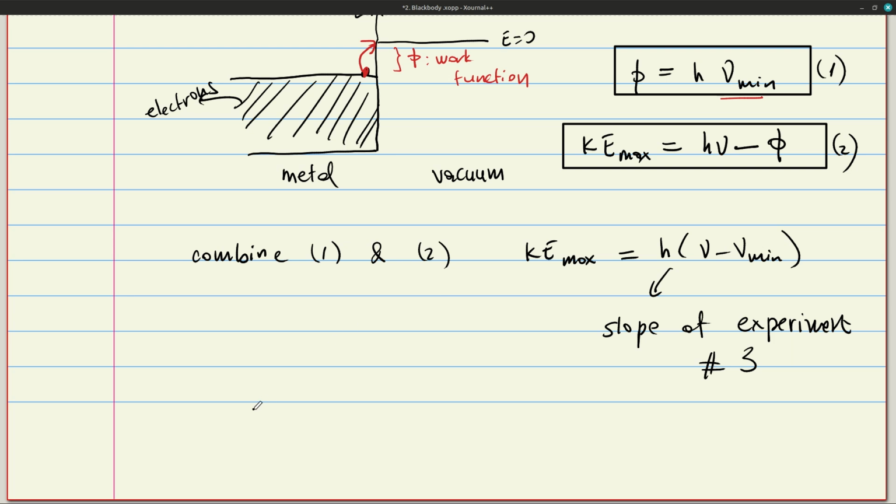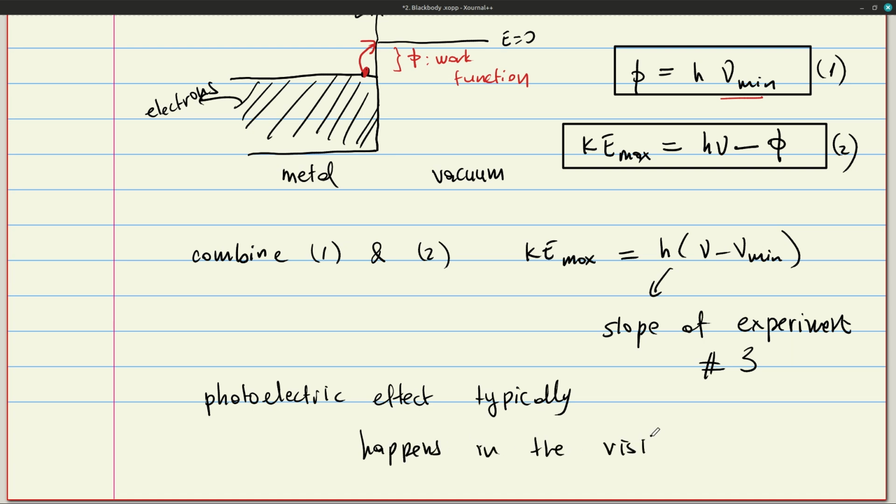Now, typically the photoelectric effect happens in the visible. If you look at visible light, which is a few hundred nanometers wavelength, you can convert that to energy. It happens to be 1 to 10 eV, which is the order of the work function of metals, a few electron volts.